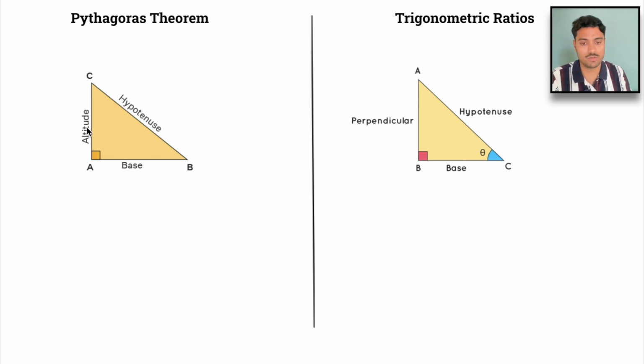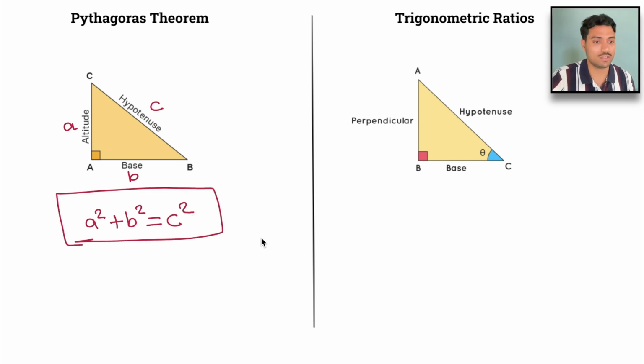In this, when we have base B, altitude, let's say A, and hypotenuse C, A square plus B square can be written as C square. So this is one formula given by Pythagoras.